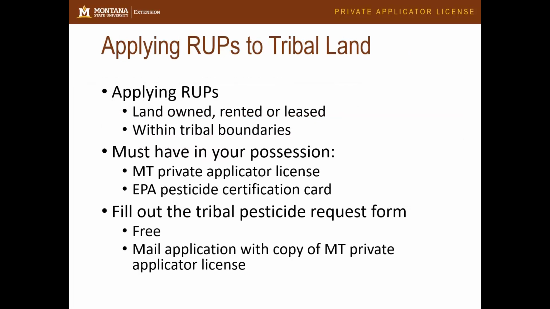If you apply pesticides within tribal land boundaries, you will need to apply for a free permit through the EPA. You need to first obtain your Montana private applicator license and receive it in the mail. Copy the license and send it with the application for tribal pesticide application. This application is free.